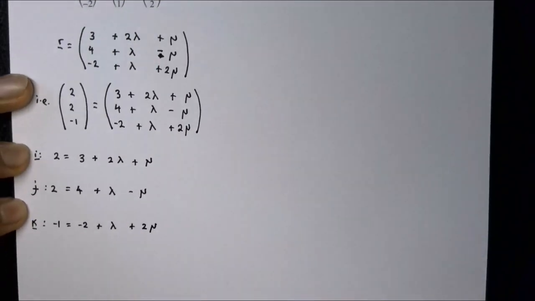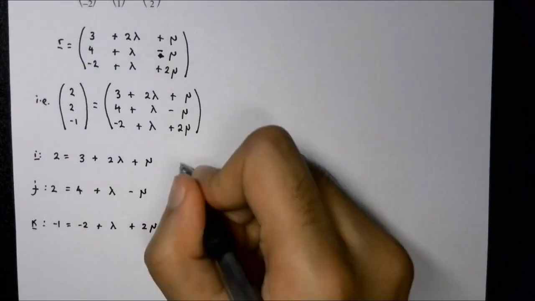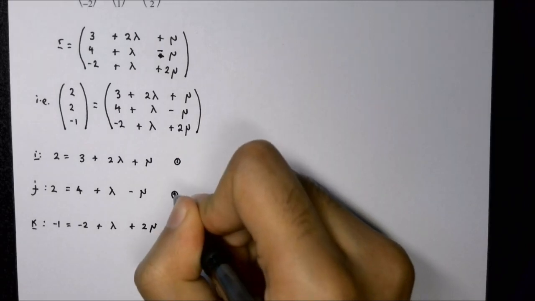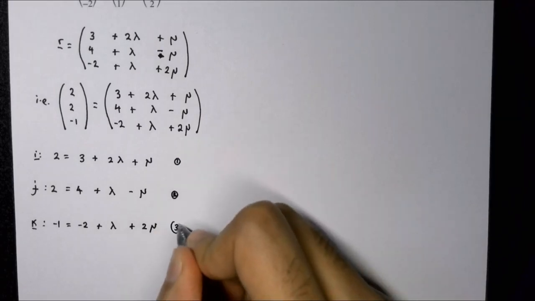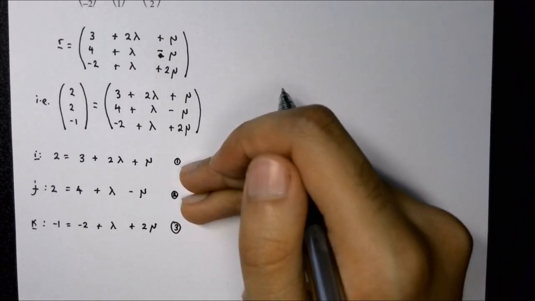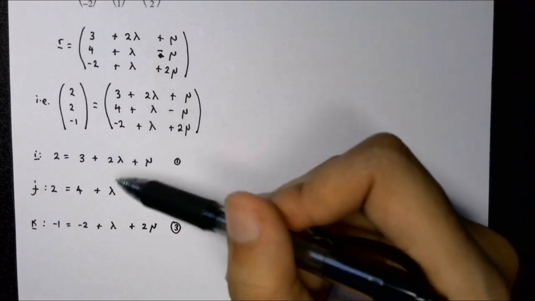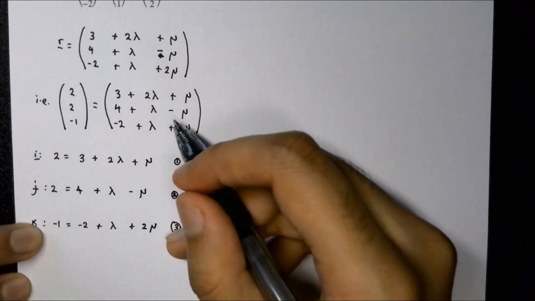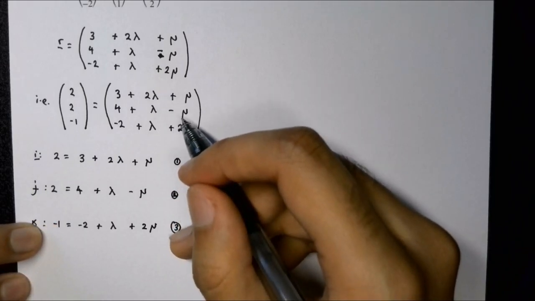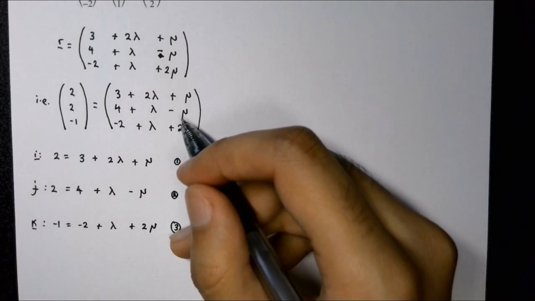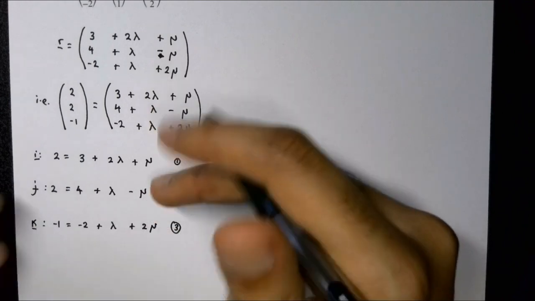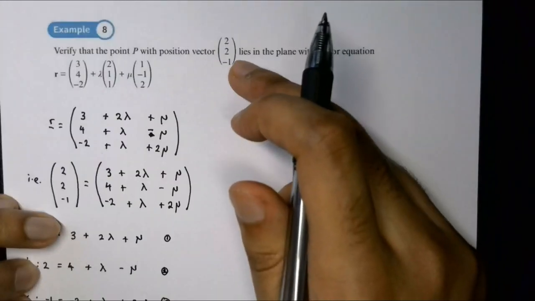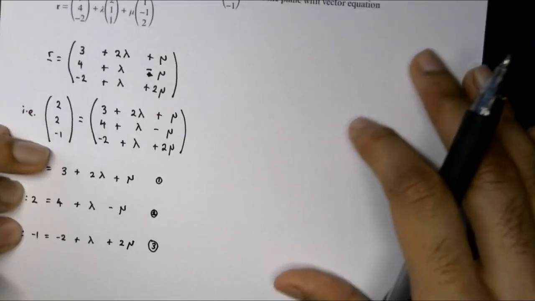Now, the way we can approach this is, if I call this equation 1, this equation 2, and this equation 3, if we solve two of the equations simultaneously, we'll find a value of lambda and mu. And if we substitute that into the third equation, and if we get the left hand side equaling the right hand side, because of the consistency in the values of lambda and mu, we can therefore conclude that this point will indeed lie on the plane.